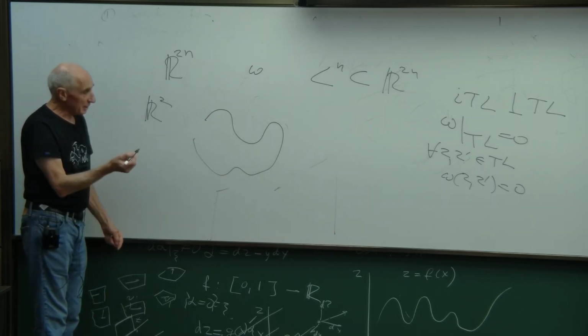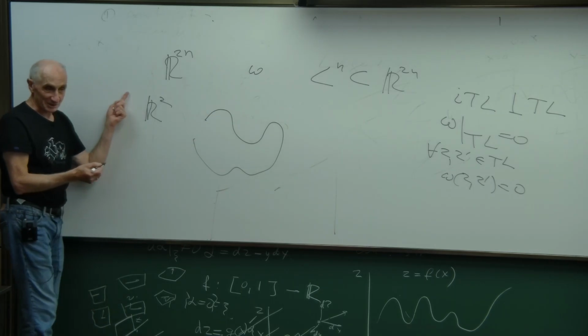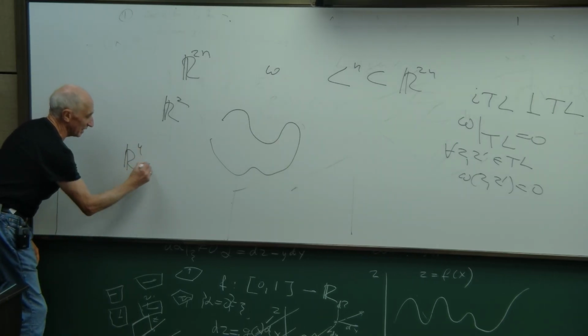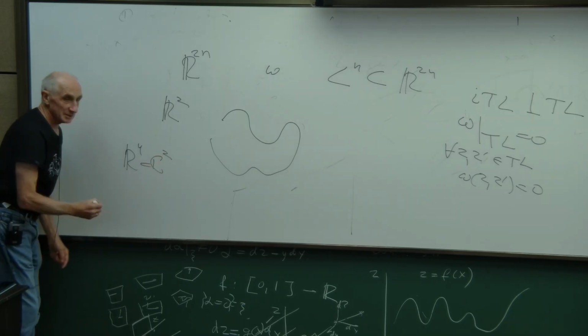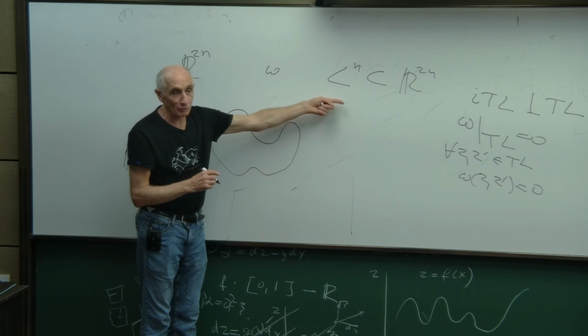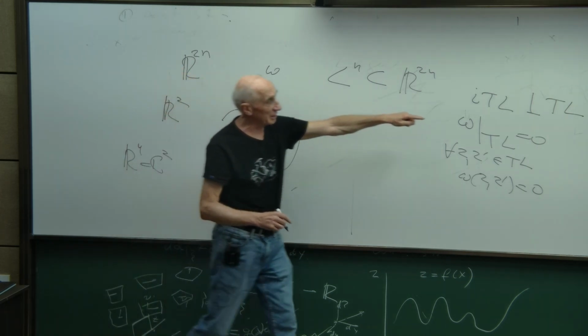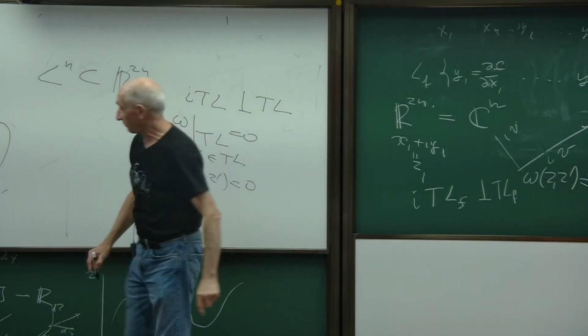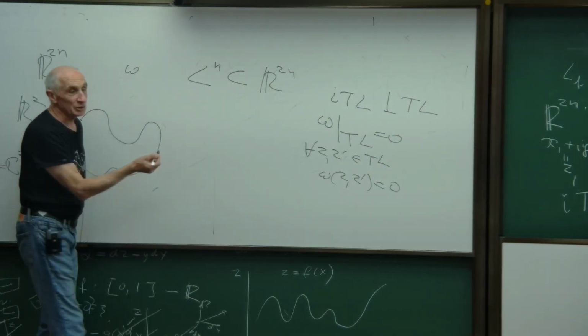In R4, it's already pretty restricted. If you take R4, which is the same as C2, then as we saw, one example of a submanifold is this: you take any function and take the graph of its first two derivatives, and you get a Lagrangian submanifold. There are also non-graphical submanifolds.